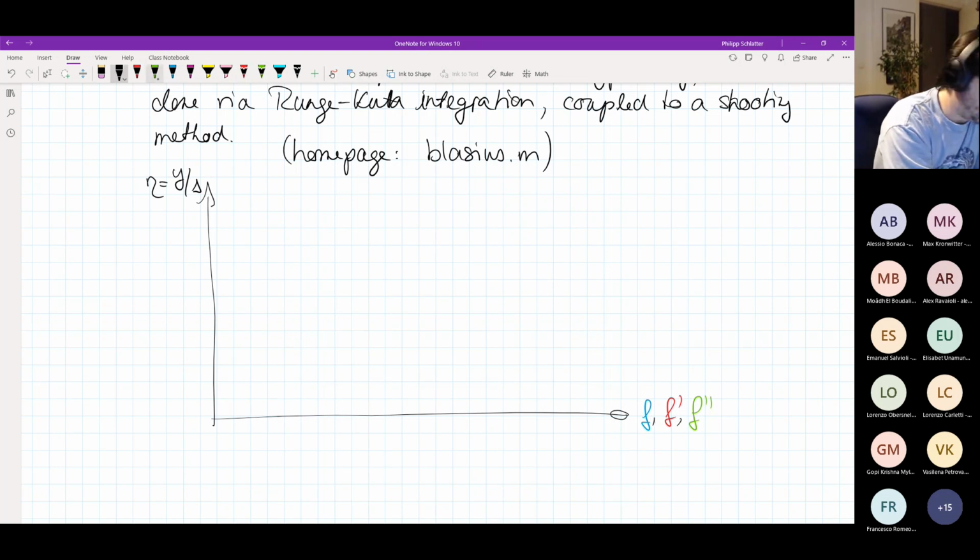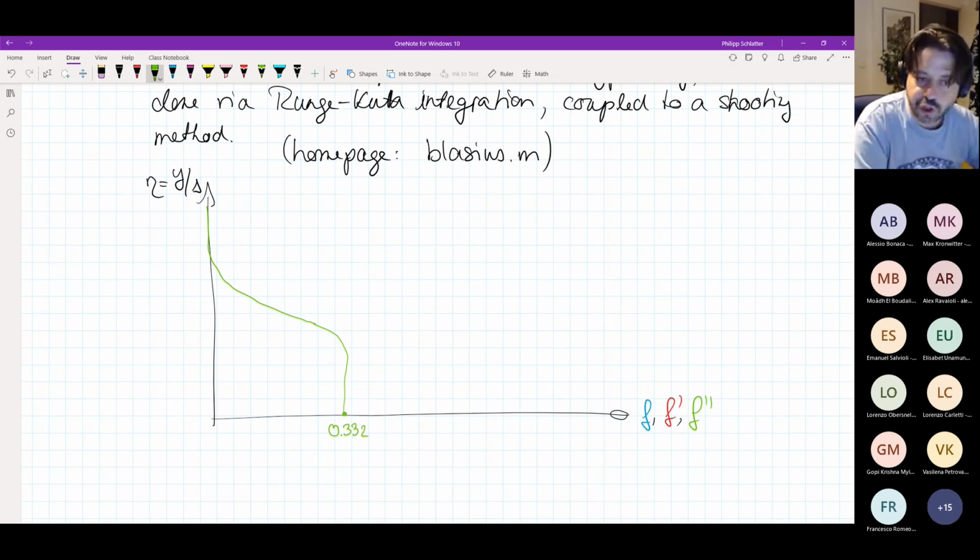Maybe the easiest way to build up the plot is to start with f double prime, because that's a nice function that starts here, is kind of constant, and then goes to 0. So this would be f double prime. And the wall value that you get, a numerical result but still quite useful to know, is 0.332. We'll get back to this value.